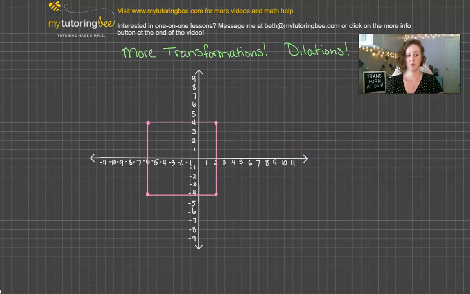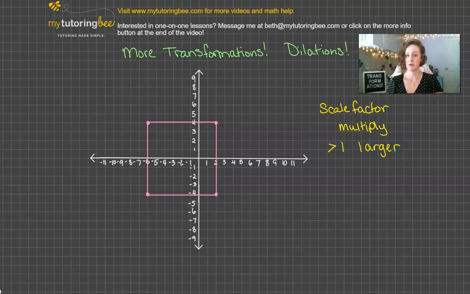So the first thing that I wanted to cover is that whenever we're dilating and we see the words scale factor, that means multiply. You're always going to multiply by whatever that scale factor is. So if we are asked to use a scale factor of a number that's greater than 1, then our image is going to get larger.